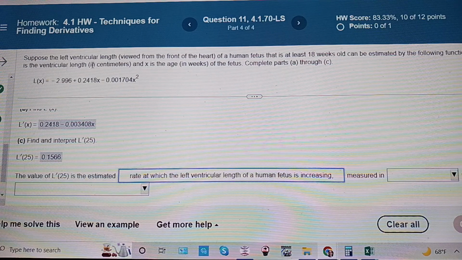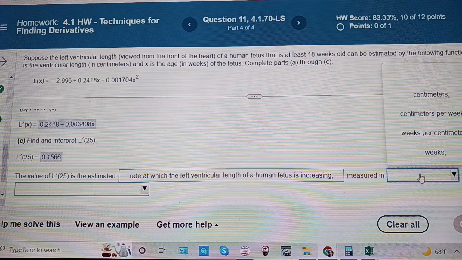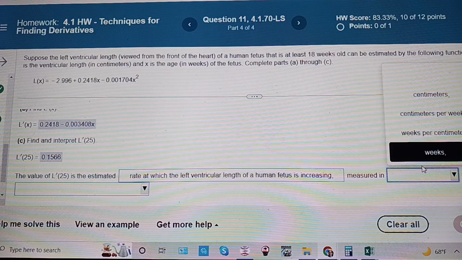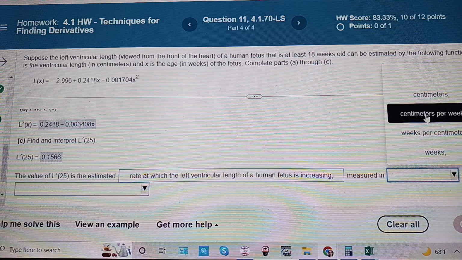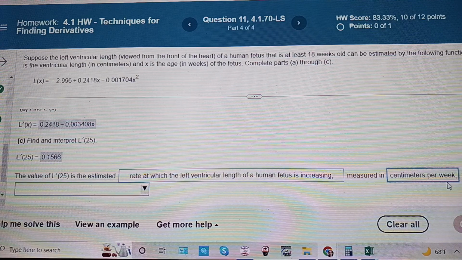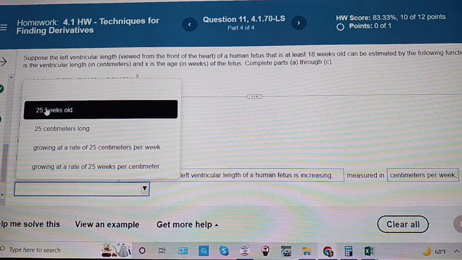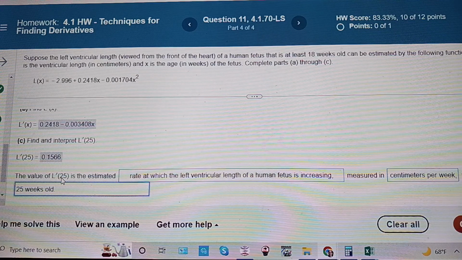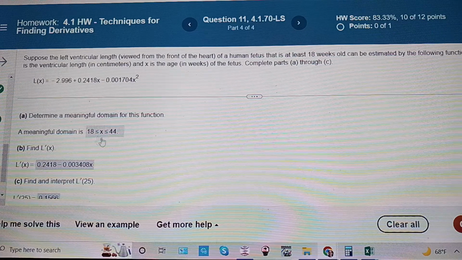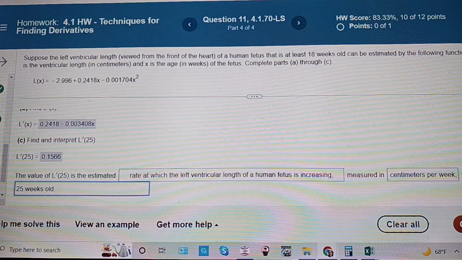Length is measured in centimeters. And although it could be centimeters per week, yes, centimeters per week, because a rate is a fraction like that, centimeters per week, when the fetus is 25 weeks old, because the domain was about the weeks of the fetus.